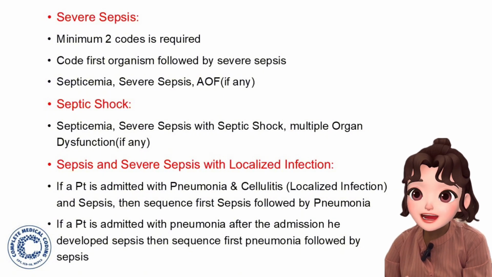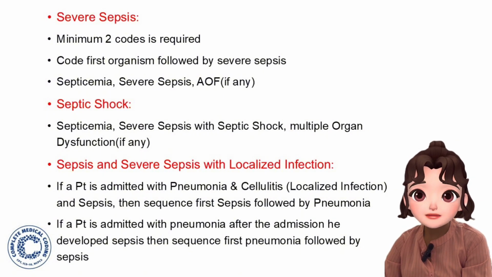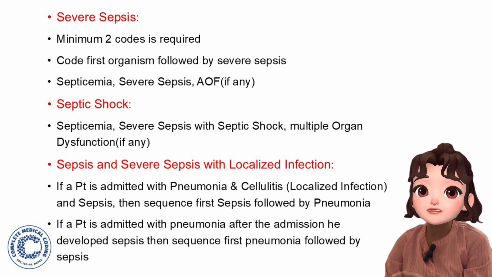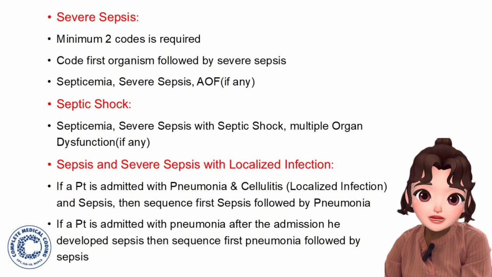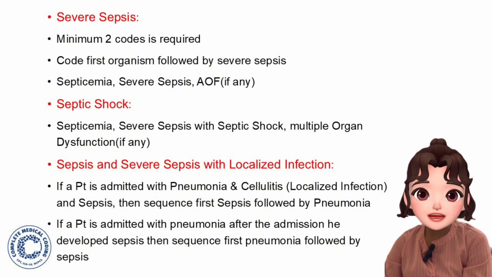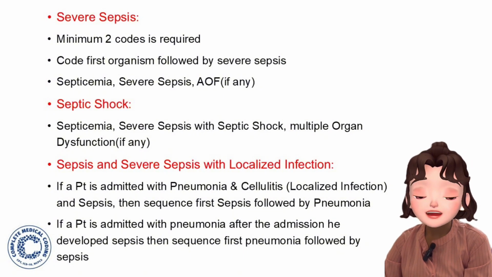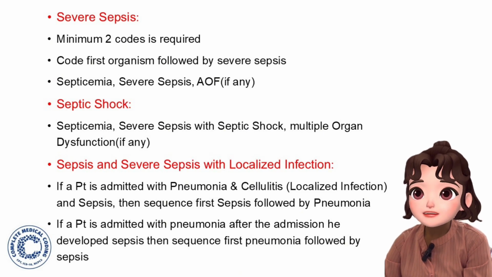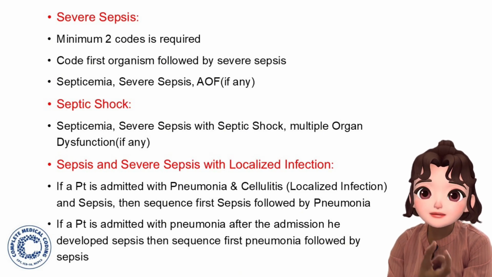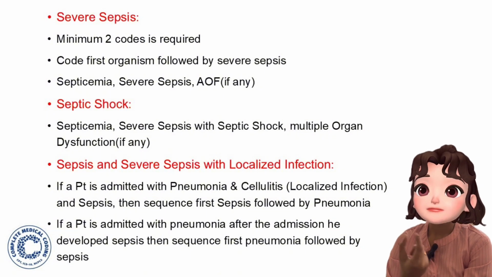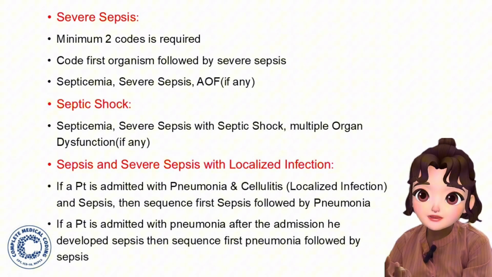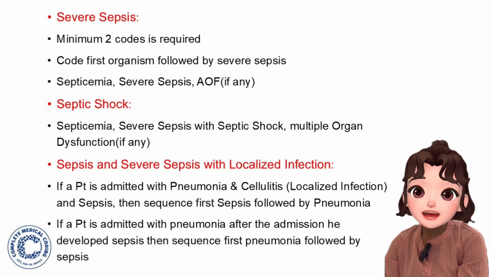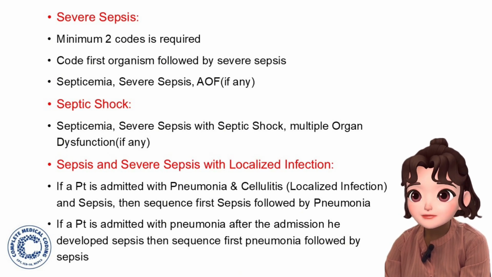Code first the organism, followed by severe sepsis. So always code the organism first under sepsis. If there is no organism, you have to code unspecified, not otherwise specified, or unspecified organism. So the order is: septicemia, that is the organism that causes sepsis, then the severe sepsis code, and then the acute organ failure, if any. That is the order. These are the guidelines for coding sepsis.